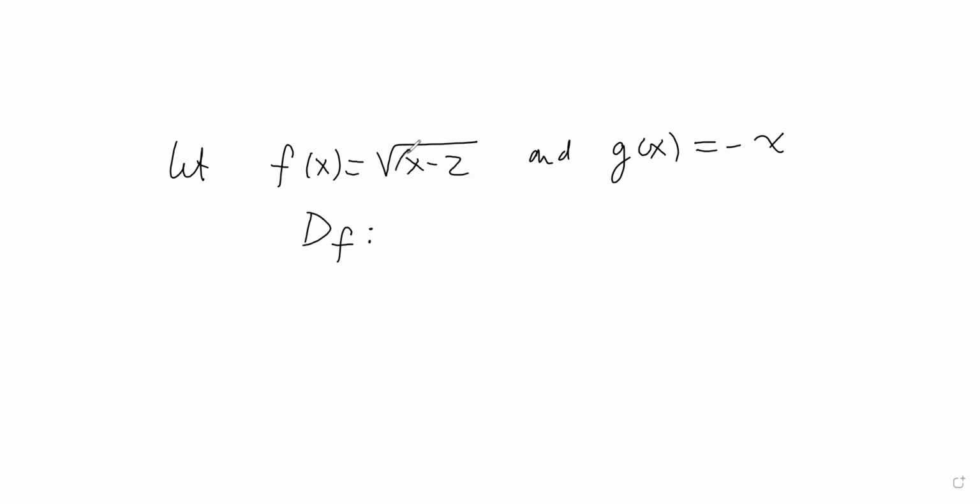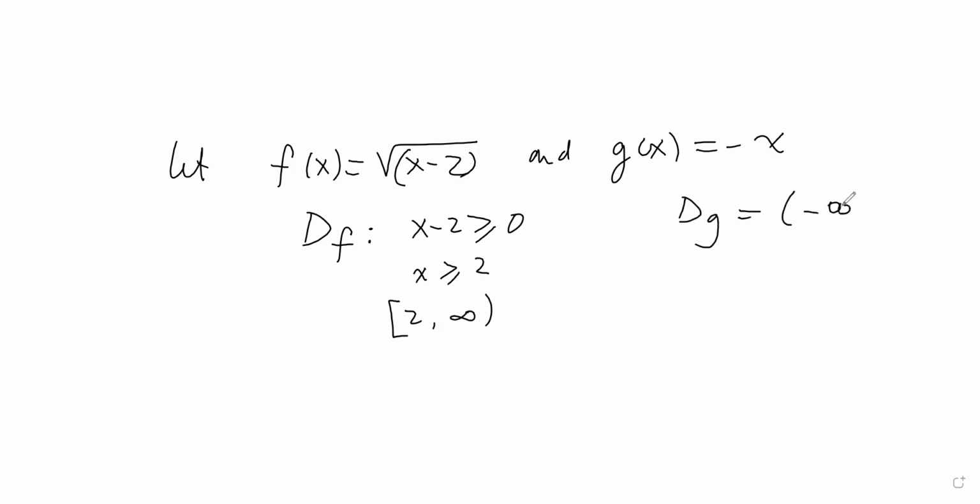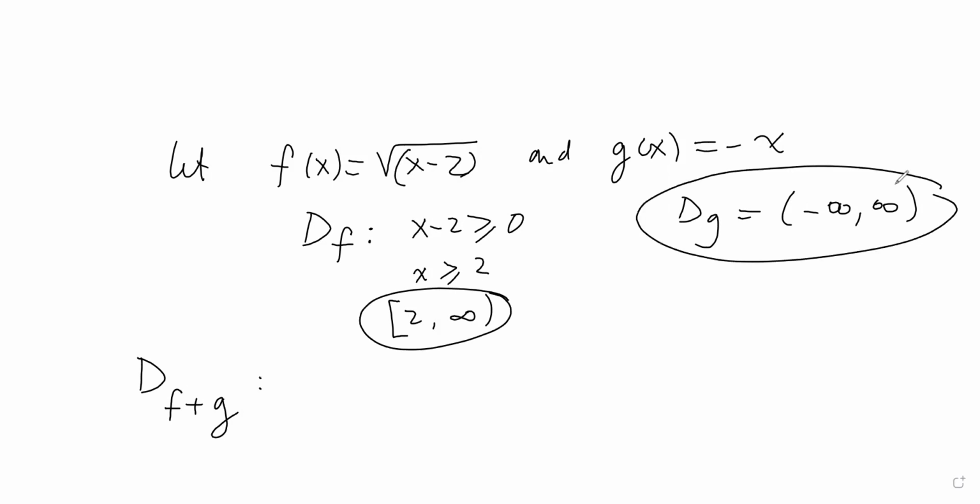Domain of f means, because it's a radical, it has to be x minus 2 bigger than or equal to 0, which means x bigger than or equal to 2, and that's the same as 2 to infinity, right? As an interval. But this one is a linear function. So g is a linear function, and the domain of a linear function is always all real numbers. And then if you're computing the domain of f plus g, that's just going to be the intersection of these two. It's going to be the intersection of this guy and this guy.